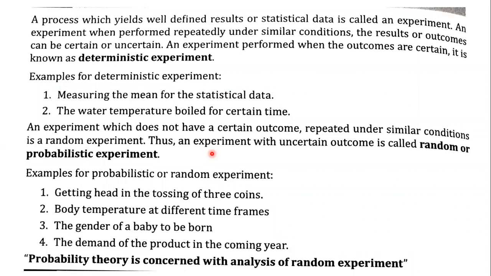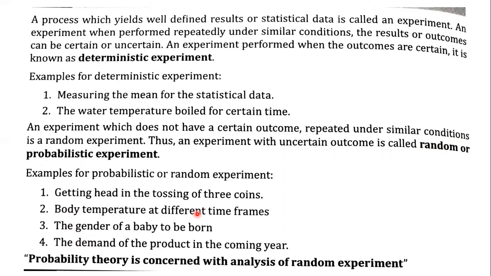Even when you're playing Ludo, even when you toss a coin, all these are random experiments. You don't know what the outcome is. It can be heads or it can be tails. The outcome can be anything, but you don't know. So that uncertain outcome is called a random or probabilistic experiment. Okay, so there are a few examples.